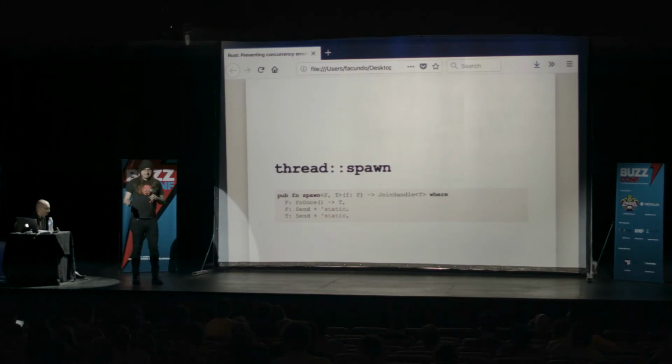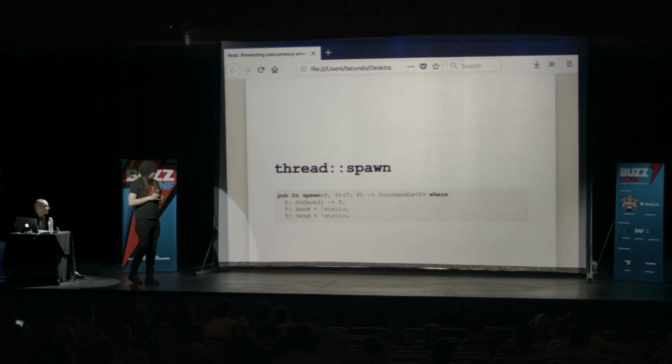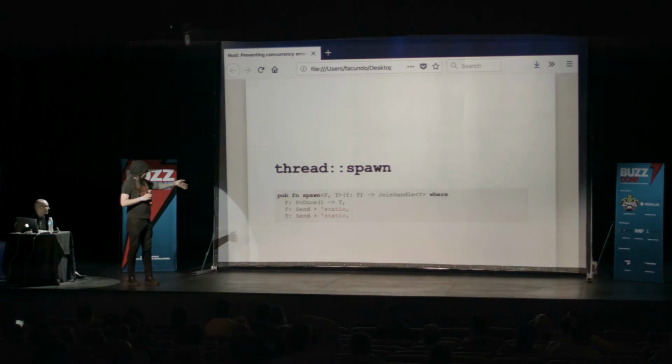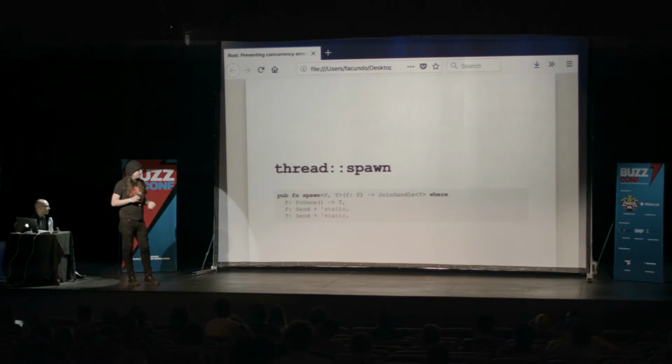All right, here's our first really intense type signature. So spawn's type signature looks like this. Spawn is a function that has two generic parameters. One is called F and one is called T. F is the argument to the function, and that's going to be a closure. And T is the thing that gets returned as a JoinHandle of T. That's because threads can produce some sort of value if you want them to. So this would be like the return type of the thread.